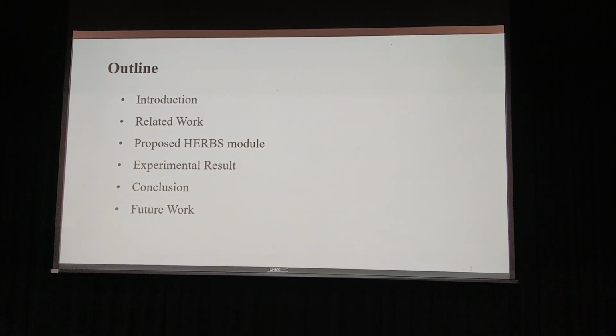Here's my outline. First, I will introduce the fine-grained visual classification task and its background. Secondly, I will explain how related work is being done and their methods. Thirdly, I will show you our method. Next, I will present the experimental results. Finally, I will bring out the conclusion.